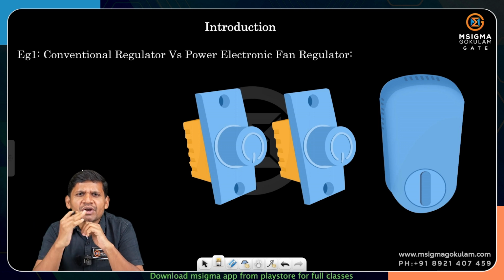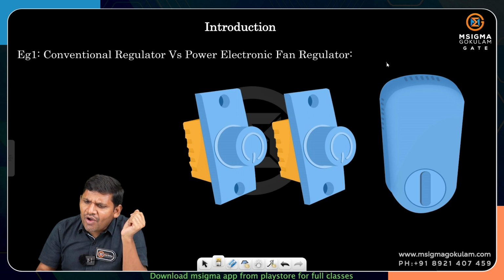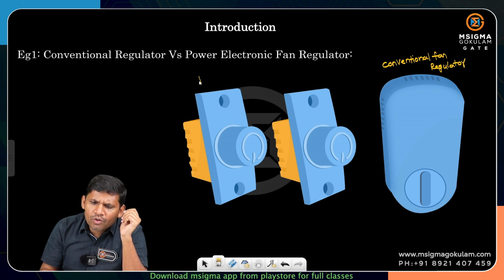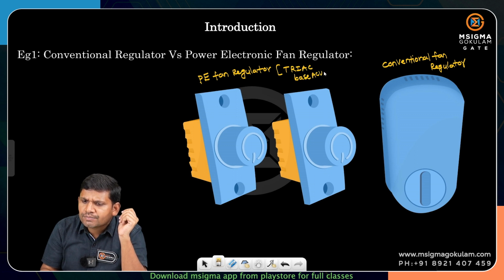Next, here I am giving one or two examples, students, to show the difference between conventional circuits and power electronic circuits. See the example, students. This is a conventional fan regulator that you used in olden days. This is the power electronic fan regulator. Internally it consists of a triac, students. Nowadays we are using this type of regulator. It is a triac based AC voltage controller.